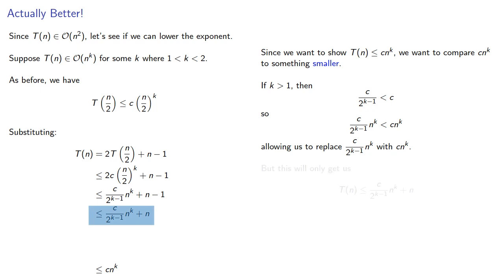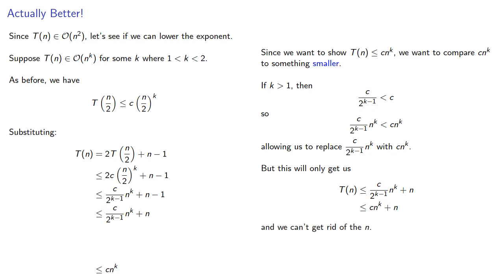And this allows us to replace this term with something larger and maintain our inequality. But this will only allow us to get T(n) less than or equal to Cn^k plus n, and we can't get rid of the n. It's added, so we can't just drop it off.